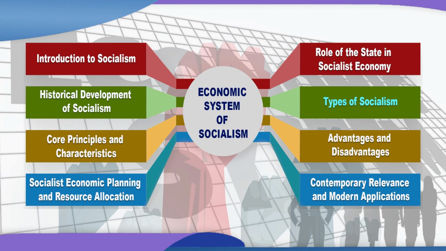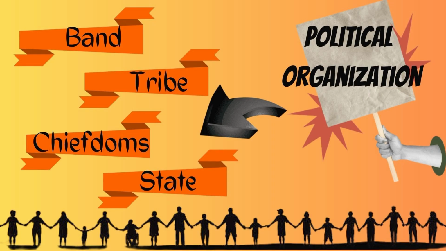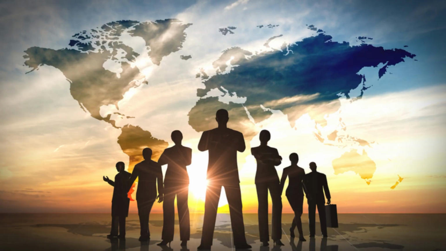Now let us quickly go through the types of socialism. Just as capitalism takes various forms, socialist systems have evolved into different models that reflect varying approaches to collective ownership, economic planning and political organization. Understanding these variations is important for business students who are operating or who will be operating in diverse global environments.